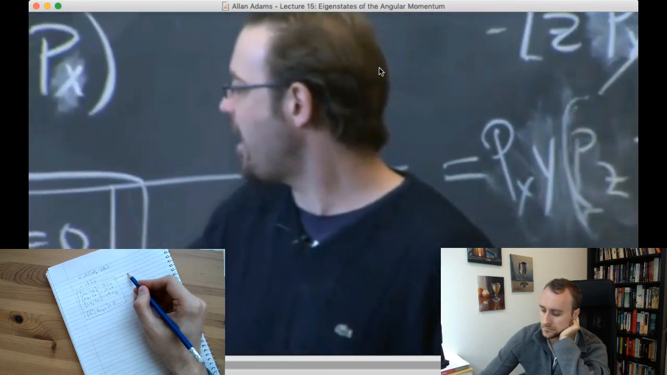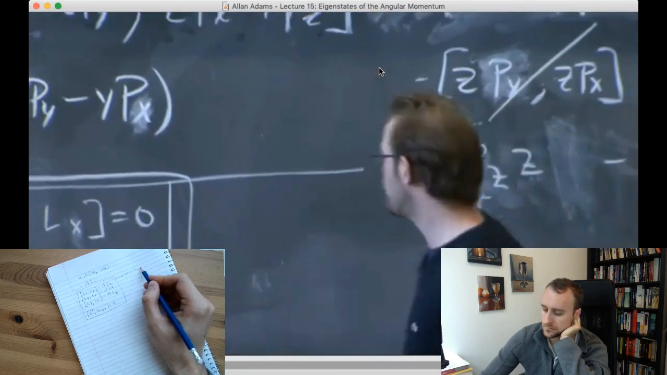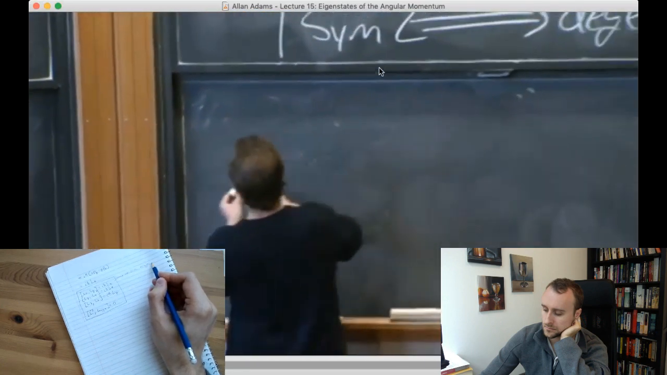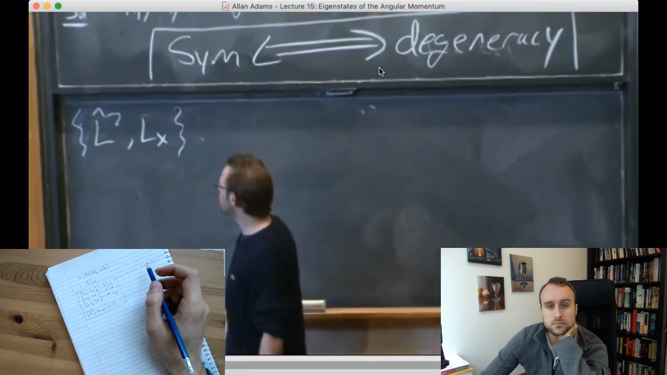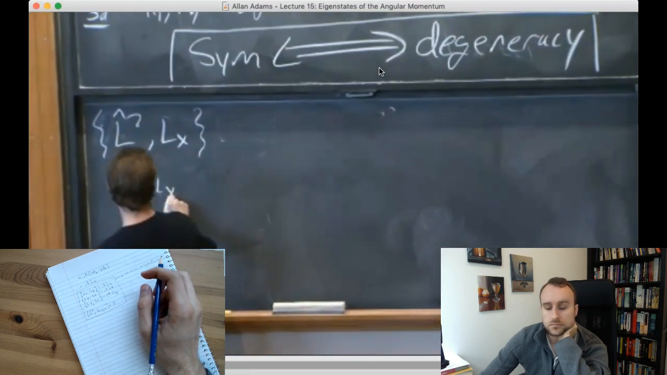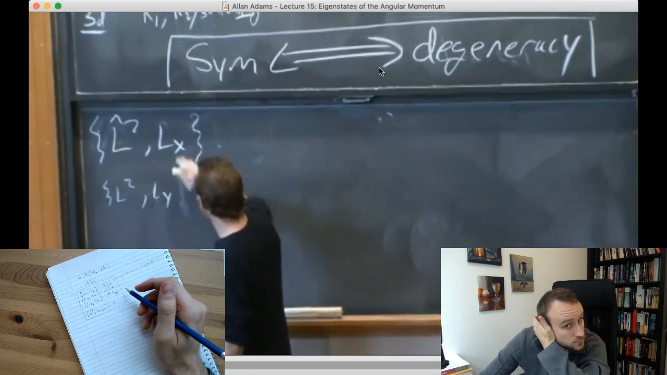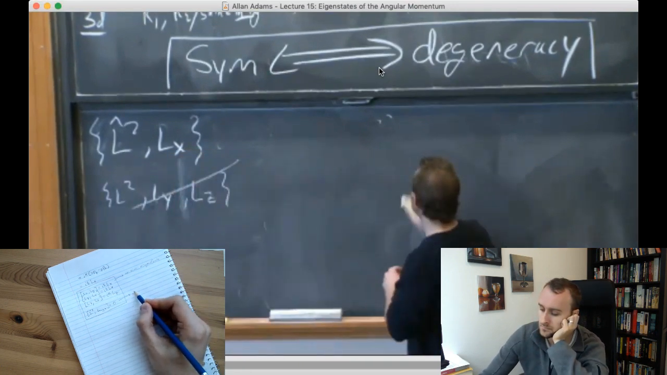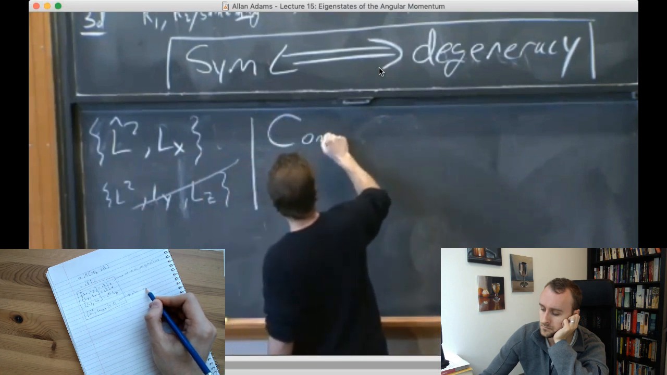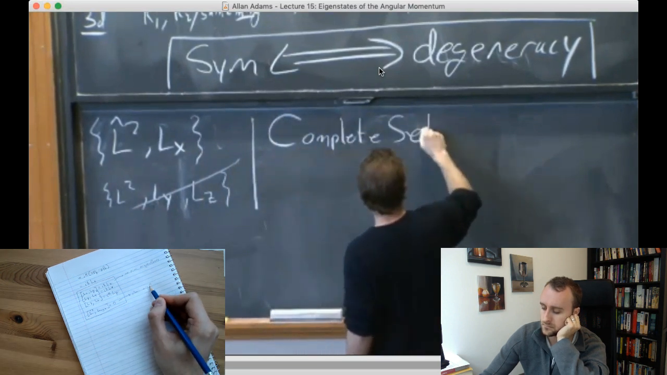What about Lx and L squared? Yes. So we can find simultaneous eigenfunctions of L squared and Lx. Okay. What about, can we find simultaneous eigenfunctions of L squared and Ly? Yep, exactly. What about L squared, Ly, and Lz? Nope. No such luck. Right? And this leads us to the following idea. The idea is a complete set of commuting observables.